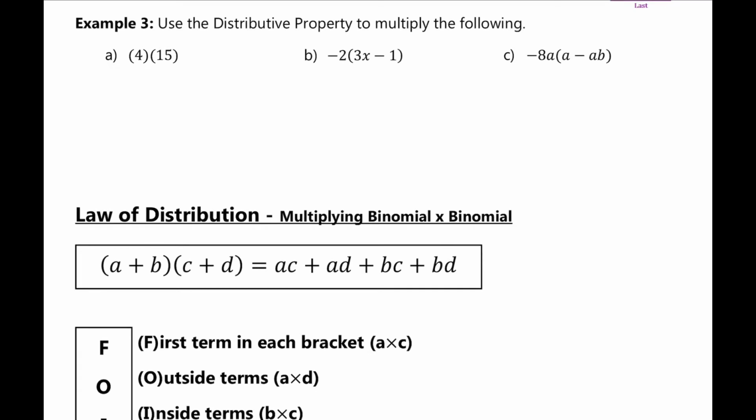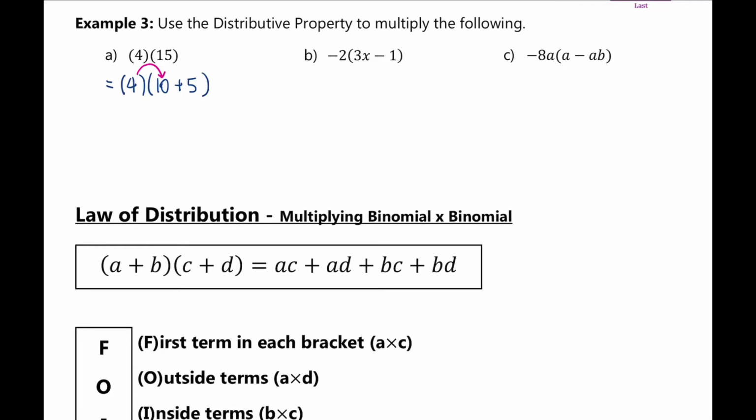4 times 15. So we all know how to multiply this without using a distributive property, but I wanted to show you that distributive property works even in this case. So we have 4, but we also know 15 is 10 plus 5. So let's rewrite that into an expanded version like this. 10 plus 5. Try using the distributive property to expand.